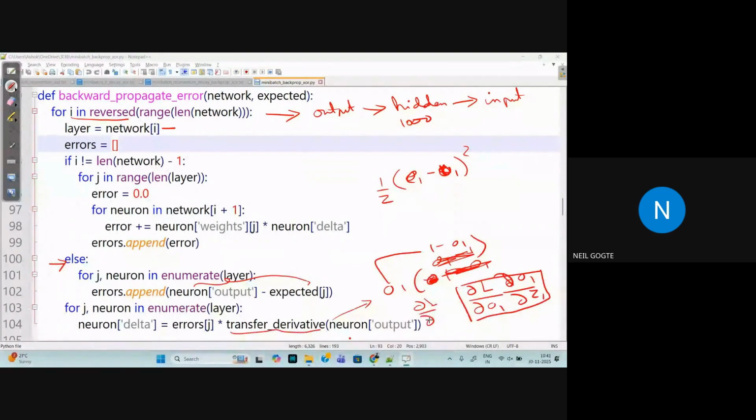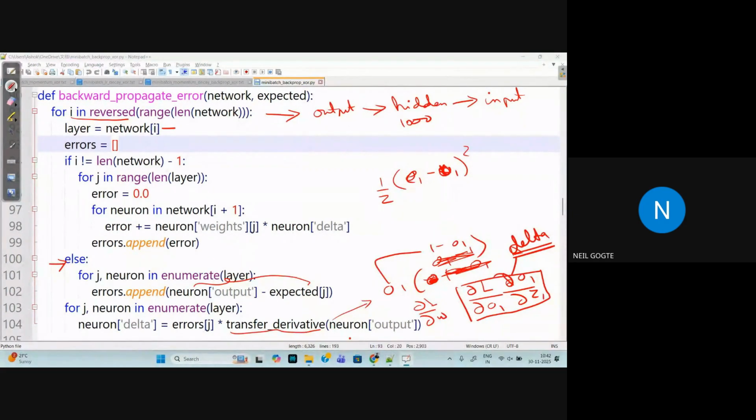For that, we need to do something else on the delta. But this captures the delta. So this is the delta. For the outer layer, that is how the delta will be. So dL by dO1 is just O1 minus E1, and this is O1 into 1 minus O1. So this is what we have got. This is the transfer derivative, and this is what we call delta.